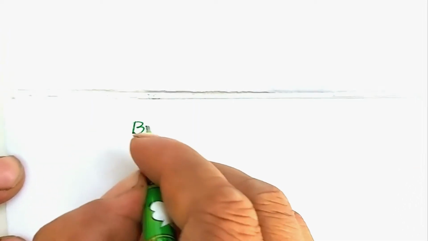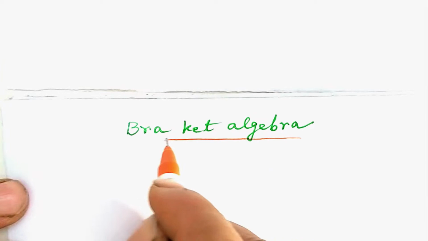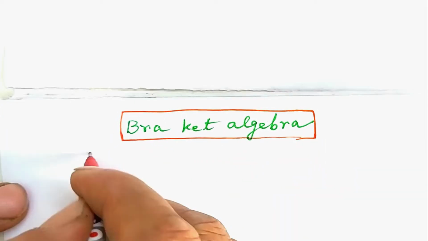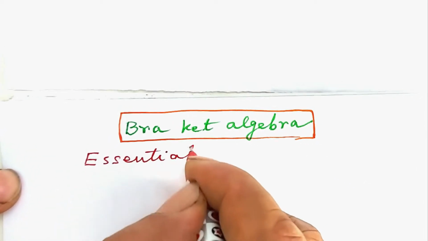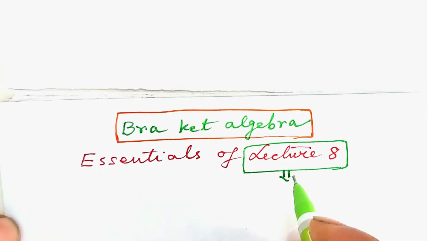This is the ninth lecture of the series of lectures under the caption bracket algebra. Let us briefly mention the essentials or the core points of lecture 8.